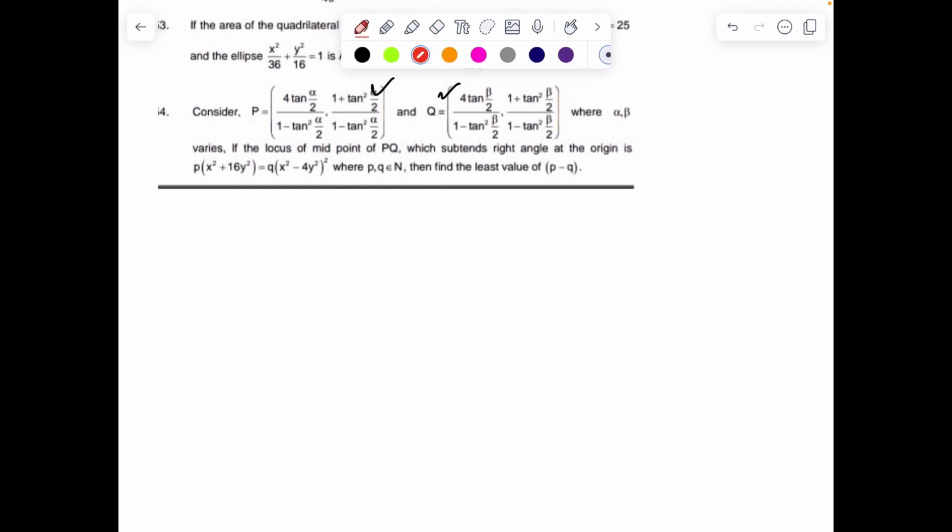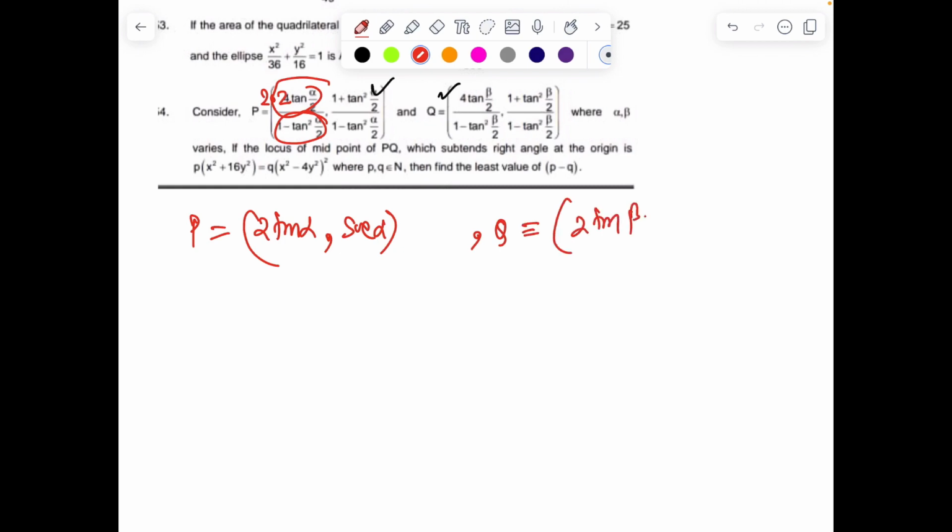The next interesting problem, and we can clearly see point P can be decoded as 2 into 2 tan alpha by 2 over 1 minus tan square alpha by 2. So that's nothing but 2 tan alpha, and it is 1 by cos, so secant alpha. Similarly, point Q is 2 tan beta and secant beta. So what is the locus of the midpoint of PQ?